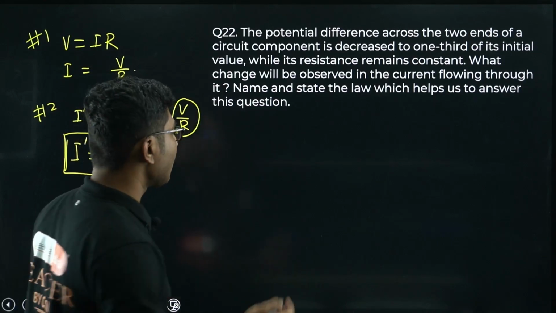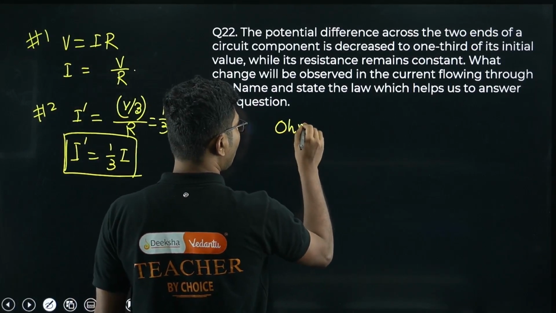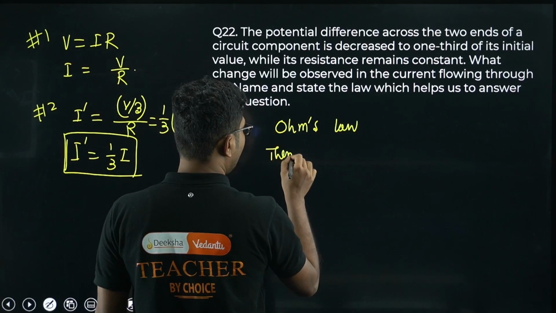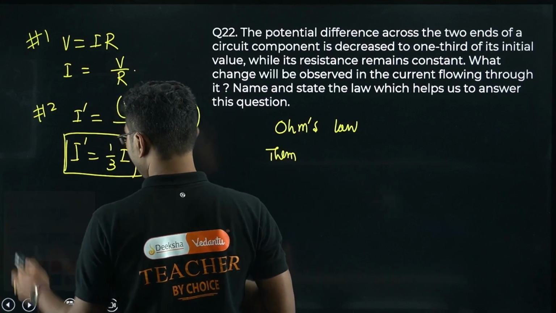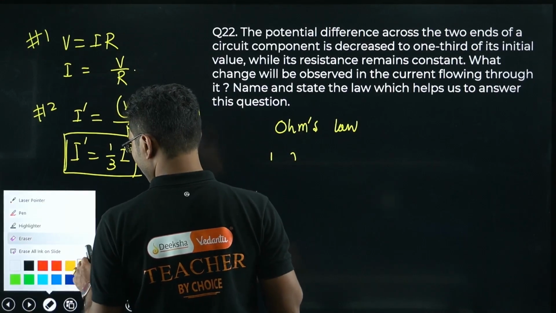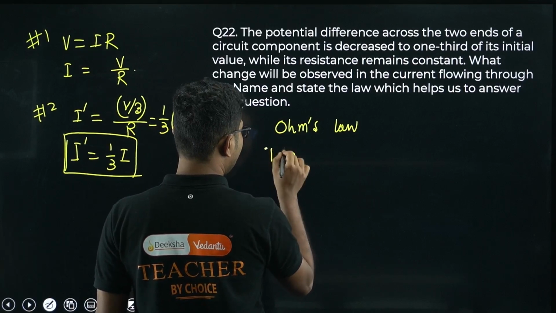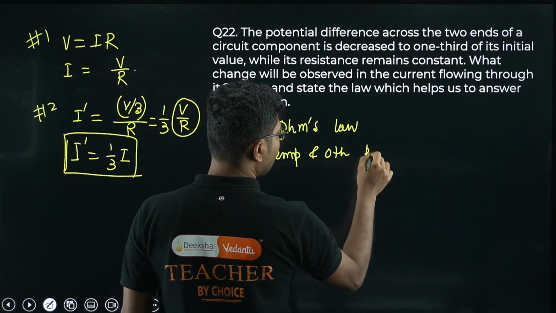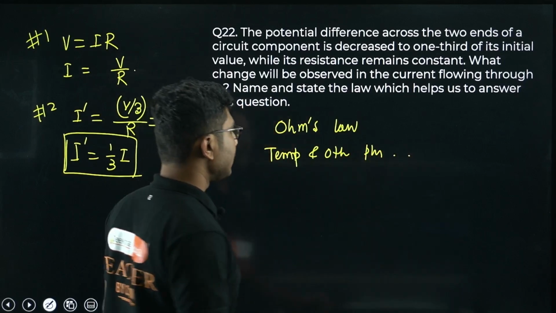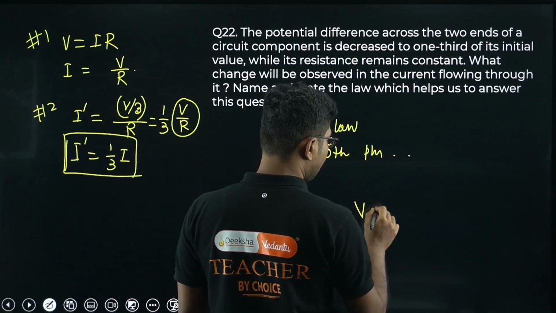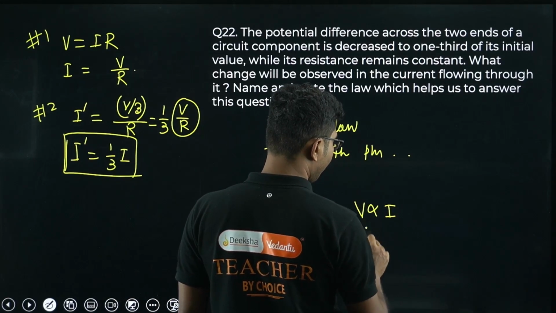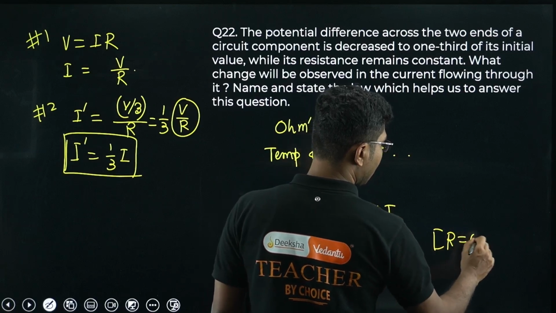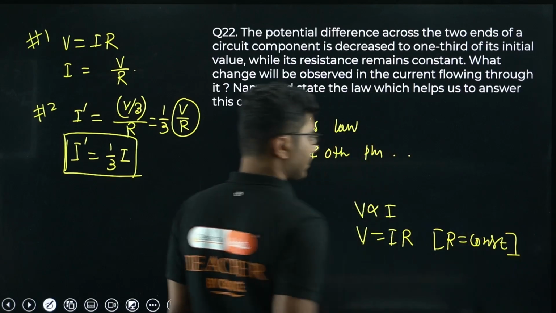Now what law are we using here? Obviously we are using Ohm's law. What is Ohm's law statement? Ohm's law states that when temperature and other physical conditions remain the same, the voltage is directly proportional to the applied current, right? So V is proportional to I, or V equals IR. Here R is the constant of proportionality called resistance, right?